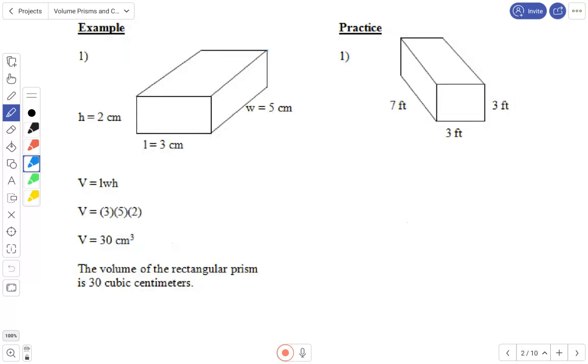Let's look at a couple of examples. So I look at my shape and I know it's a rectangular prism because the base shape is a rectangle. So I think, okay, length times width times height is how I would find the volume. So the first thing I'm going to do is write that formula down. The second thing I'm going to do is substitute in what I know. And what I know in this case is my length, width, and height. So I'm going to plug in 3, 5, and 2 into the formula. So substitute in what you know.